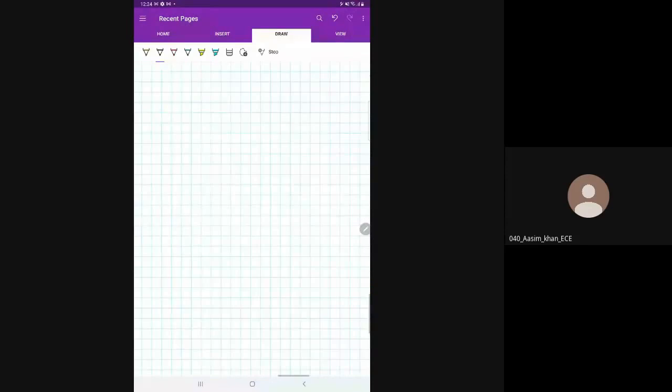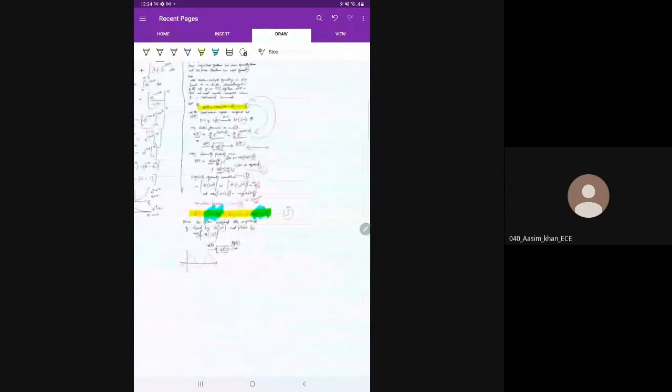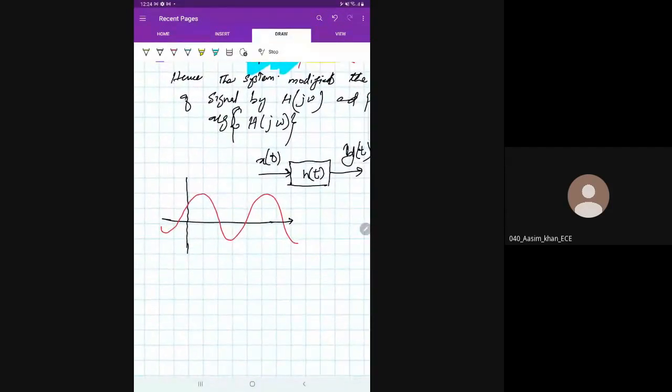Okay, so what is my input signal? My input signal is x of t. x of t is equal to a cos of omega t minus phi, for example. So what is the amplitude? Maximum amplitude is a. So you have maximum amplitude a. Okay, what is the phase difference? What is the ideal waveform of cos theta?